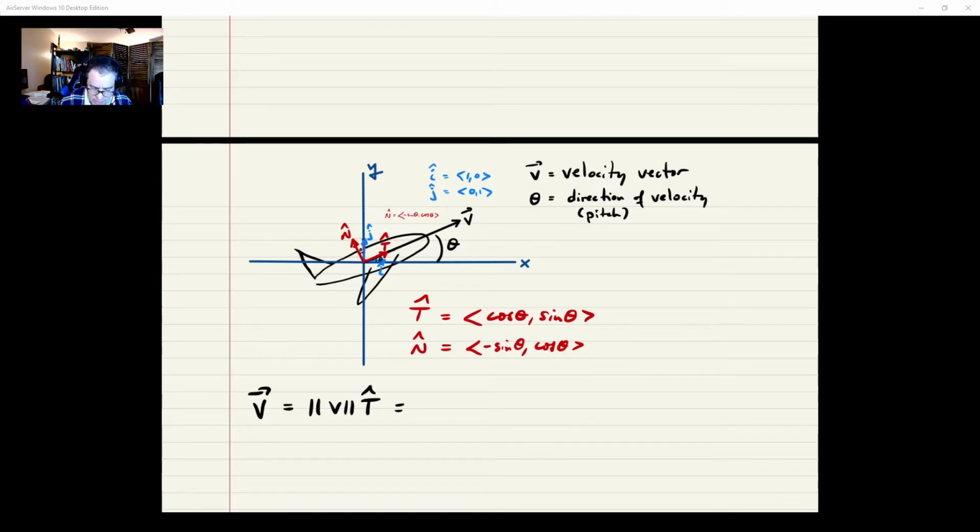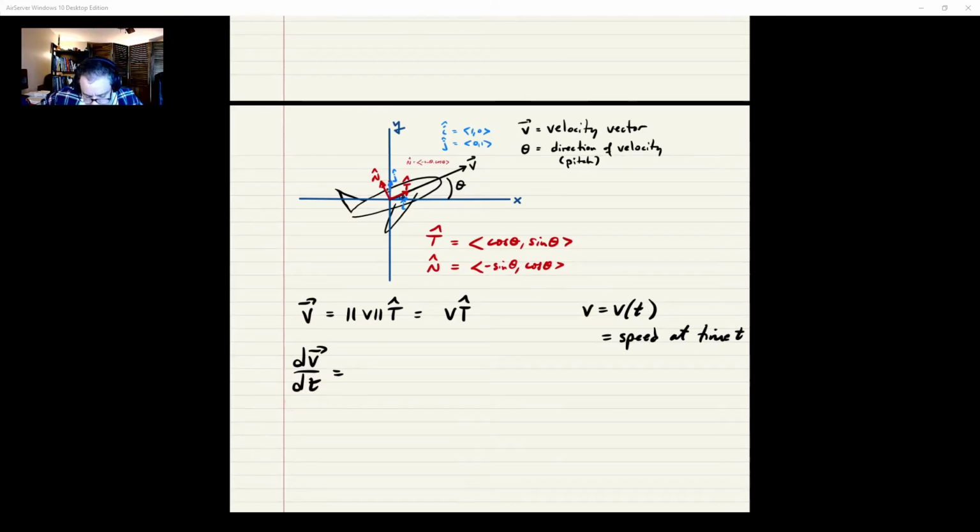Rather than continuing to write it this way, I'm going to just say v without the little vector arrow indicator. So I mean v, here v is actually the linear speed. It's just a scalar value representing the speed multiplied by the direction of the velocity given by this unit tangent vector. So the velocity vector is the speed times the direction. So this represents the magnitude of the velocity, the speed, and this is the direction of the velocity.